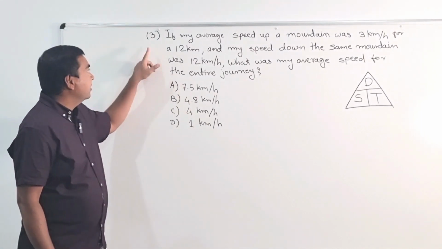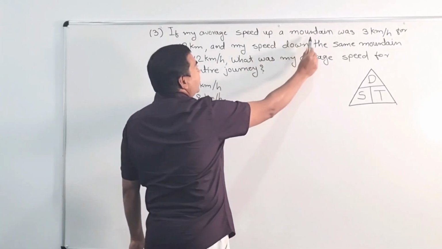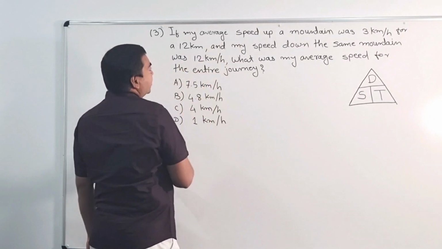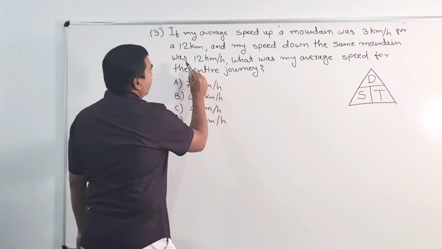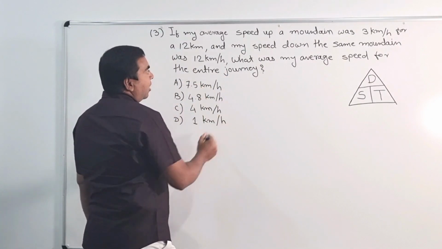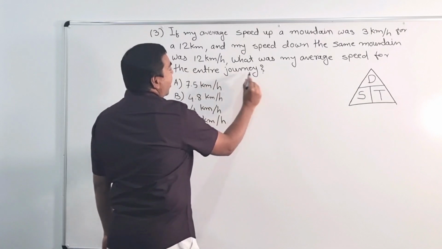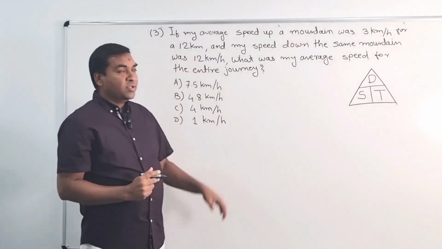Question number 3. If my average speed up a mountain was 3 km per hour for a 12 km distance, and my speed down the same mountain was 12 km per hour, what was my average speed for the entire journey? It's a really wonderful question, I will say.